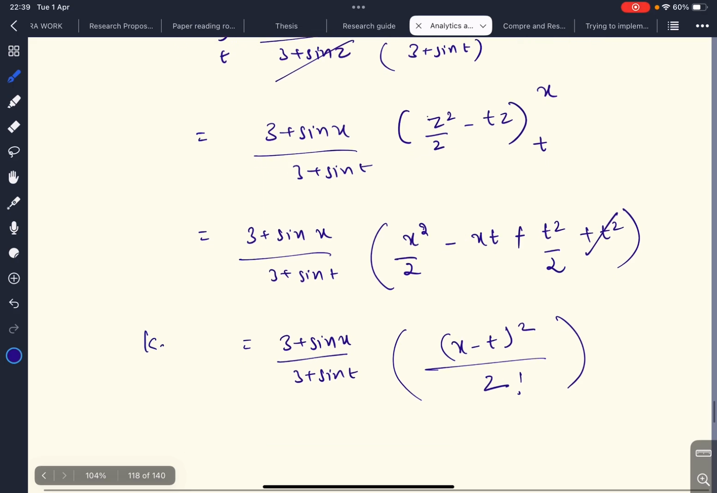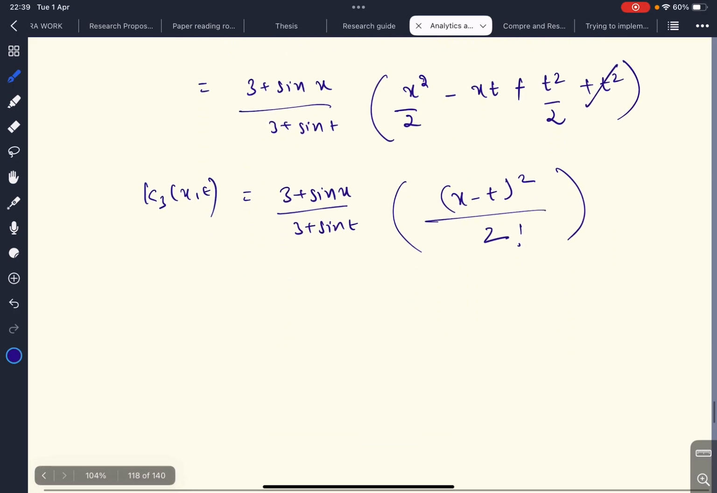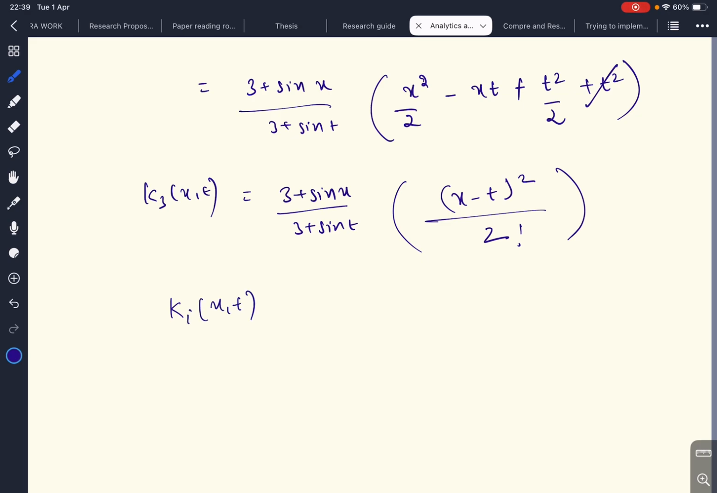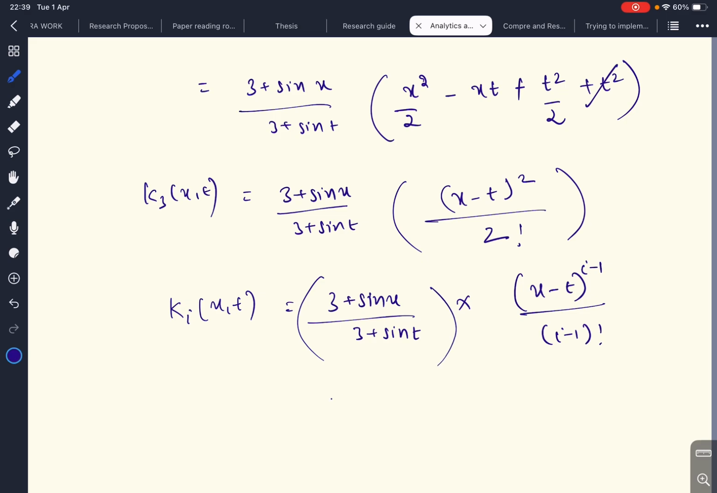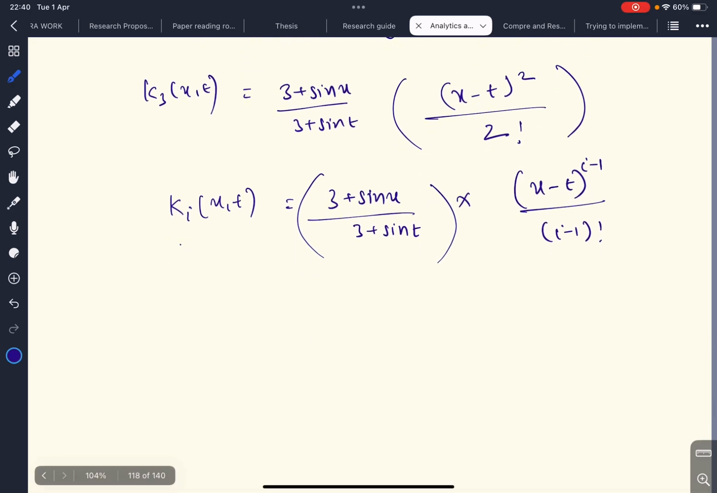If you see, this is looking like a pattern. If you evaluate K4(x,t), it will be like (x minus t) cube by 3 factorial. You try evaluating that, you will get that cube. So this is coming in this form: K_i(x,t) is 3 plus sin x upon 3 plus sin t into (x minus t) raised to power i minus 1 by (i minus 1) factorial. When you solve the iterated kernels, you will always find the solution in this kind of form, some function to the power i minus 1.